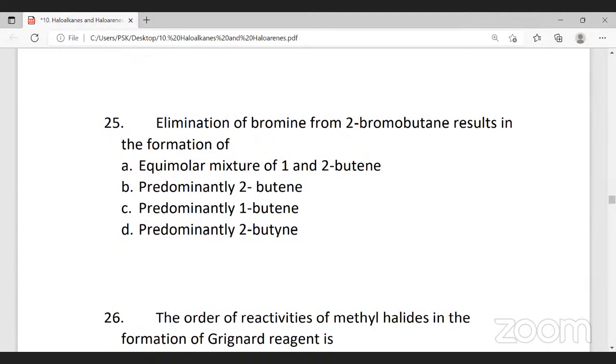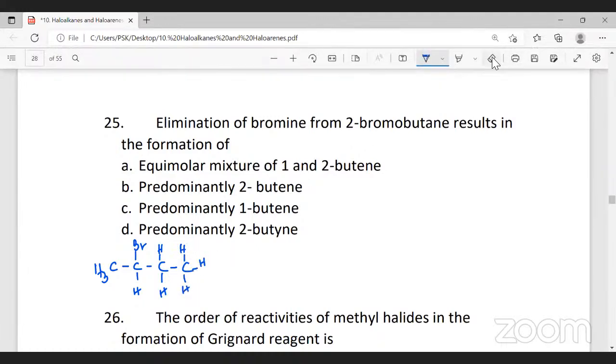Next, elimination of bromine from 2-bromobutane results in the formation of... First, butane, we will write 4 carbon atoms. 2-bromo, at second position I'll write bromine. Now you balance the hydrogen. I have CH3 here, H here, H here, and CH3 here. Like this, I will write CH3, and here also CH3, and H here, and H here. This is nothing but 2-bromobutane.